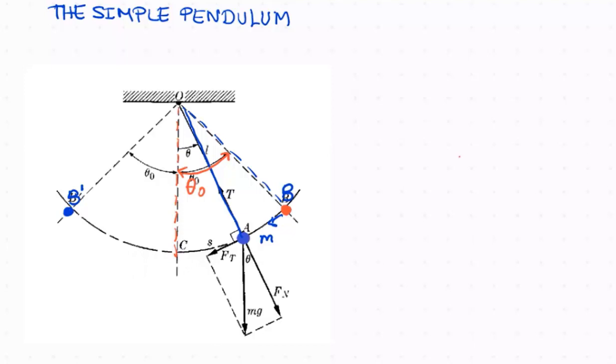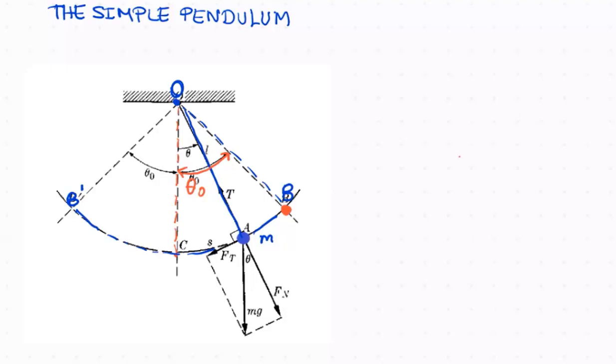To determine the oscillations, we must write the equation of motion, and we take into consideration that the particle is moving along an arc of this circle. This is a path. It is part of a circumference, right? The center of this circumference is the point O, right?